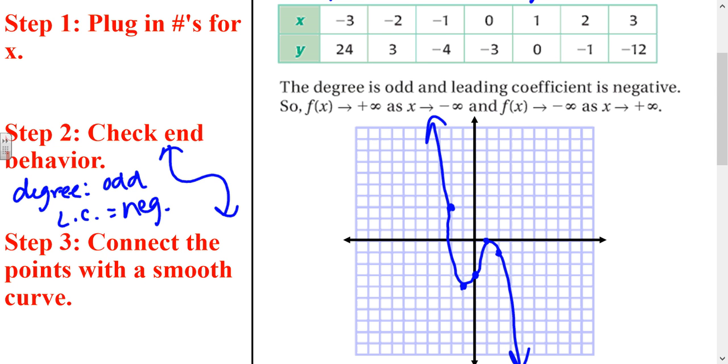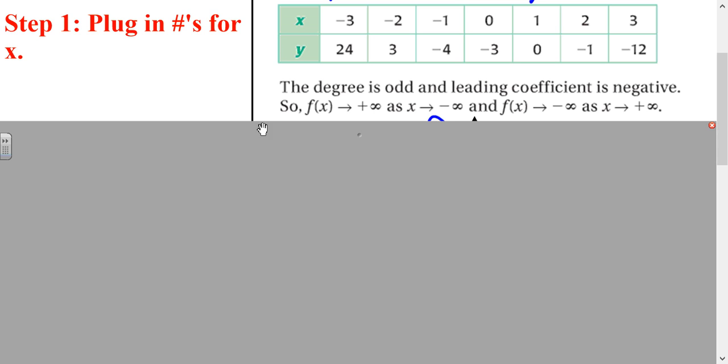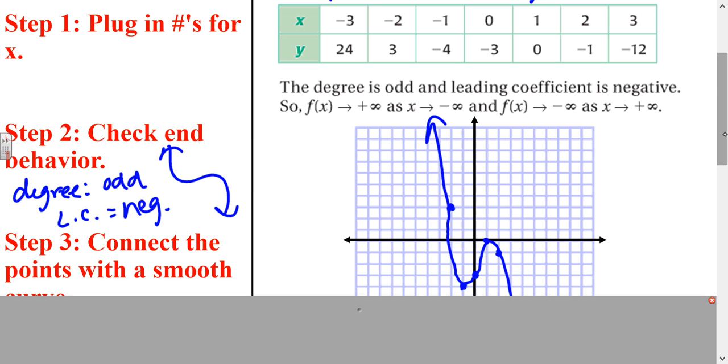So really, I'm just plugging in numbers, but I need to check the end behavior, because if let's say my end behavior went down on the left side, then I would know that I would need to plug in some more points until it goes down. So that's just something to think about and why it's helpful to know end behavior.